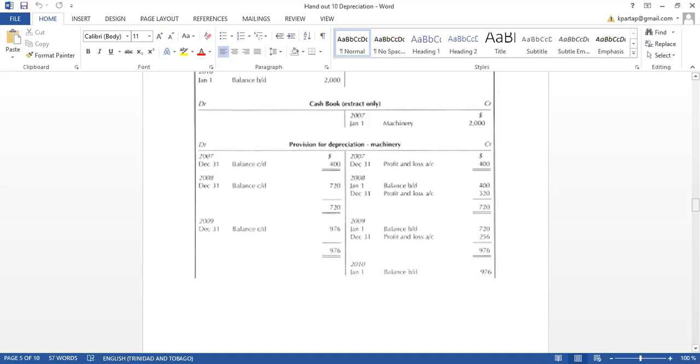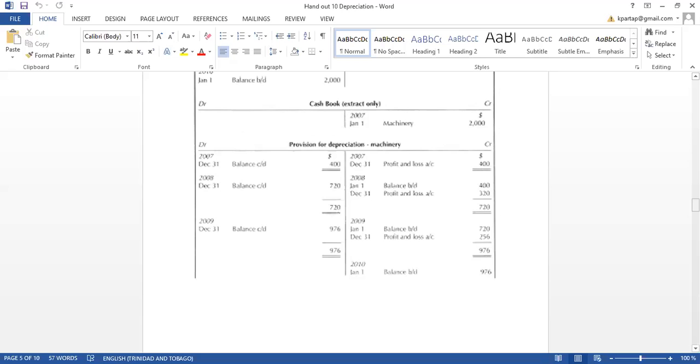And then we bring down the 720 and put the double line so that it is showing on the same line across from each other, the 720 with the double line under it. That means that that account was closed off for 2008. Go forward now to 2009. The balance carried down of 720 will be brought down in 2009. So balance brought down 720.